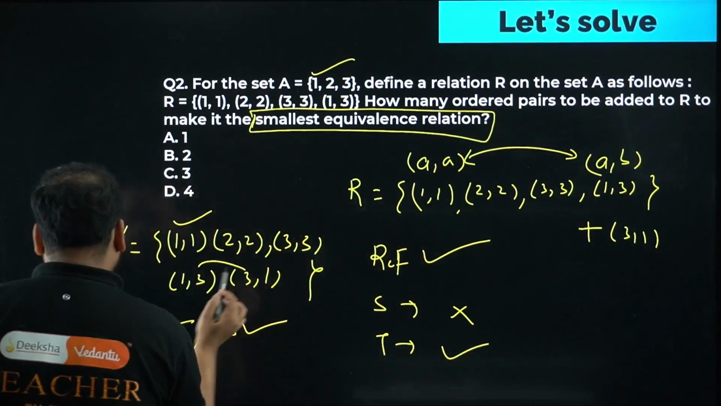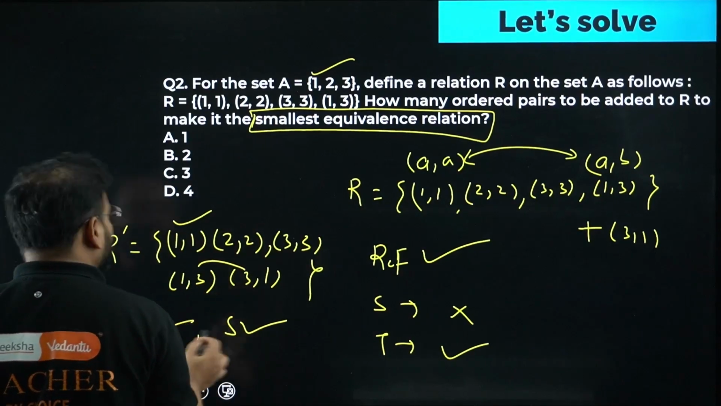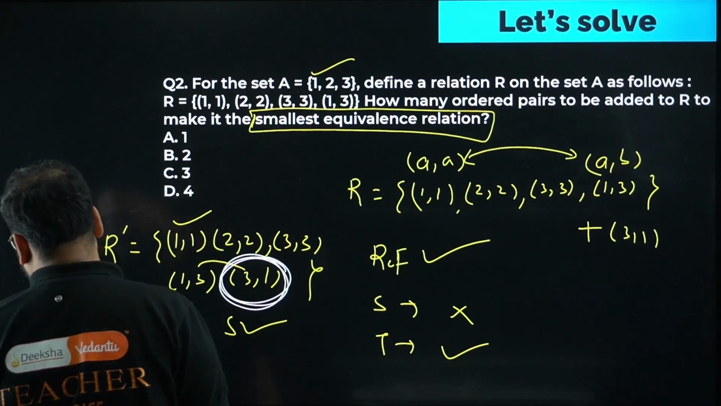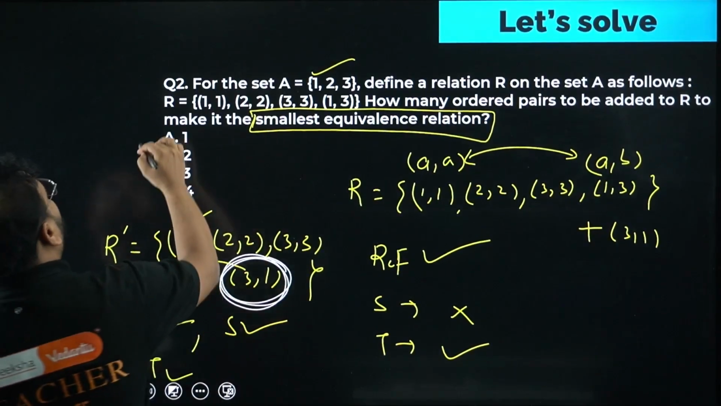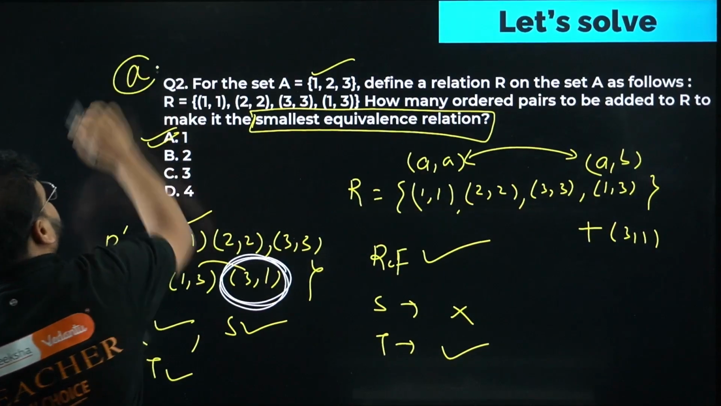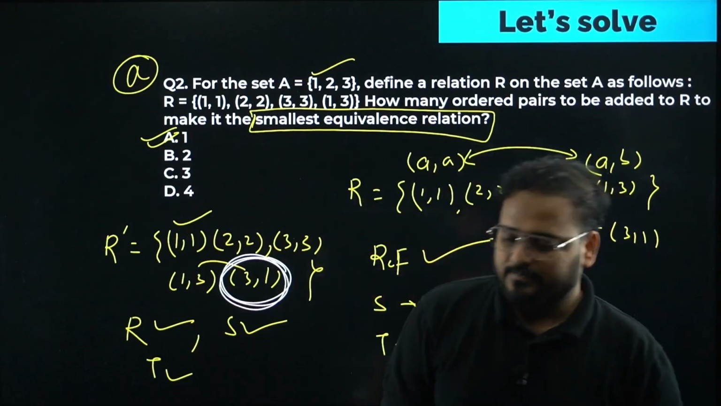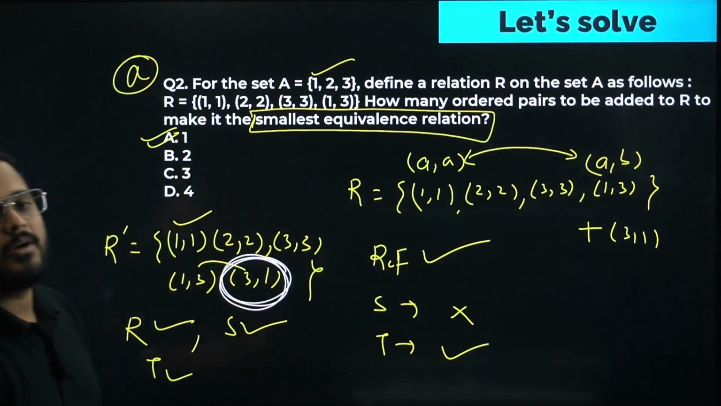We need to add only one ordered pair, which is 3, 1. Answer is what, dear? Answer is only one ordered pair, means option A. Option A. I hope this works out. Please check. I hope this is clear. Okay. Now have a look. Moving on.